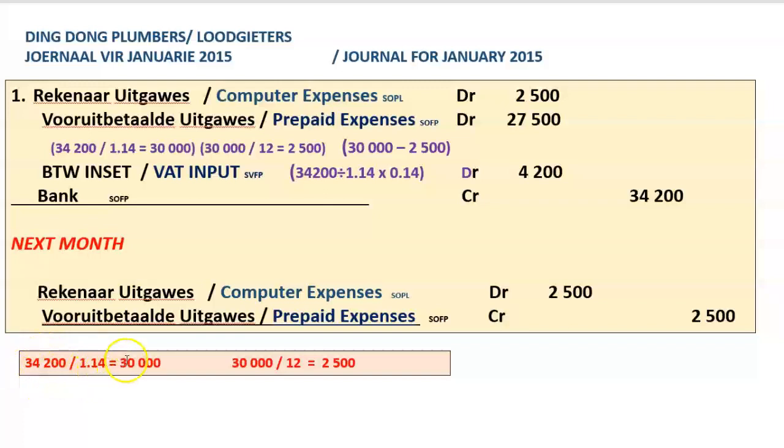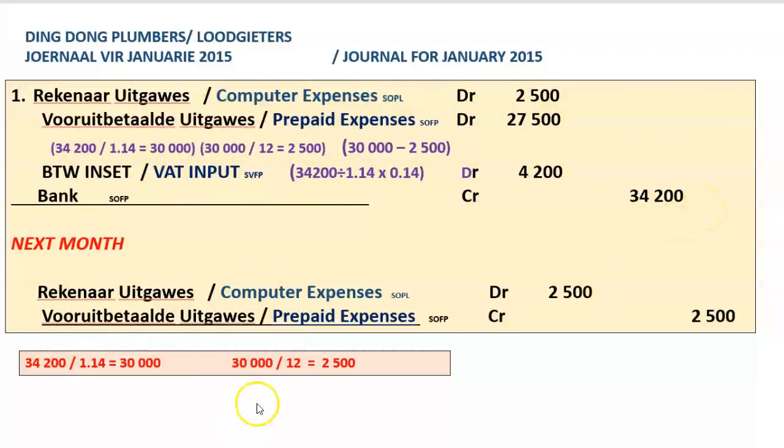So if I take out the VAT, it means that my portion of the amount paid was R30,000. So the VAT that I can claim is the difference between the two, R4,200. So here I could have debited computer expenses, statement of profit and loss, with R30,000. Debited input VAT, statement of financial position, with R4,200 and credited bank R34,200.